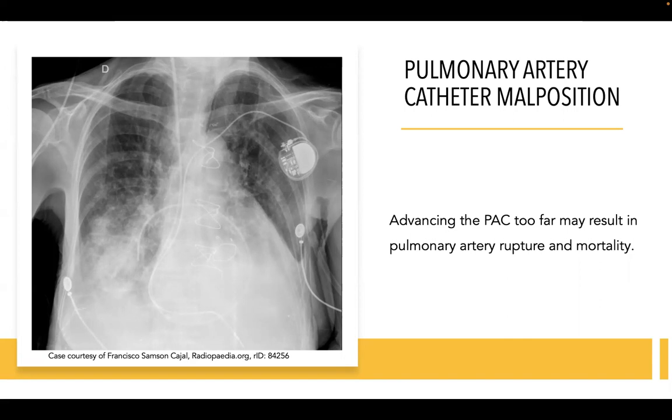The chest x-ray shows the tip of the pulmonary artery catheter in the right middle lobe. The opacities seen over the right middle lobe and the lower lobe represent alveolar hemorrhage secondary to pulmonary artery rupture.